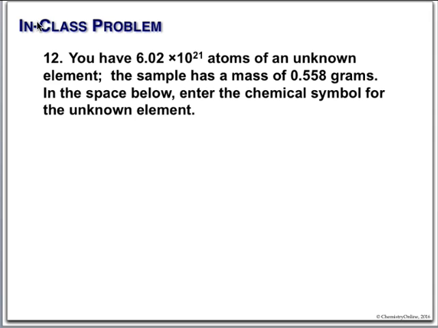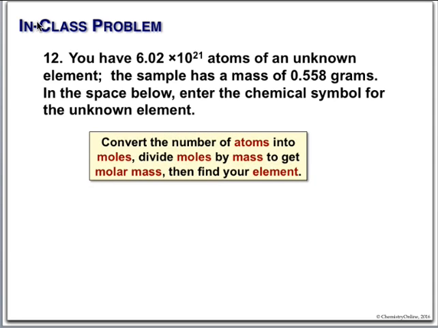So just logically in your head, if 10 to the 21st atoms weigh 0.558, a mole is going to weigh 100 times more than that, isn't it? It's a factor of 100. Now, we can do this the long way. Convert the number of atoms into moles, divide mass by moles to get molar mass, and then we look at our periodic table and find the element.